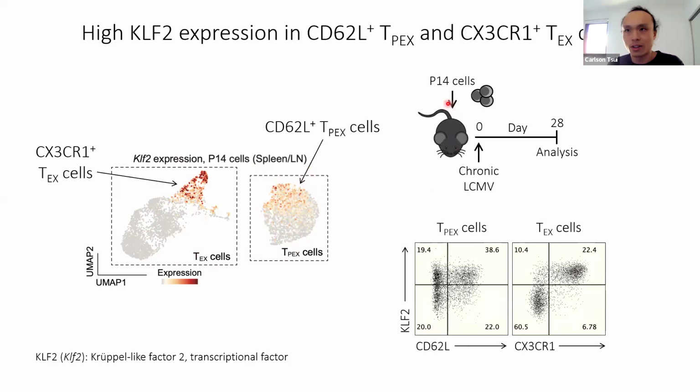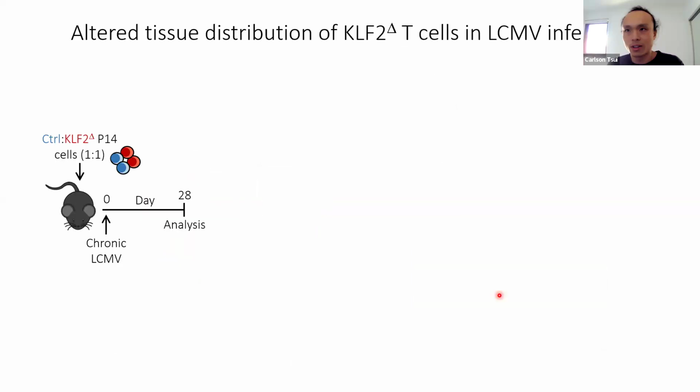We confirmed that using flow cytometry by measuring P14 cells obtained from a mouse infected with chronic LCMV. We can see at the protein expression level that T-PEG cells that express CD62L also express high levels of KLF2, and TEX cells that express high levels of CX3CR1 also express high levels of KLF2. So we asked the simple question: what is the role of KLF2 in T cell exhaustion and in chronic infection?